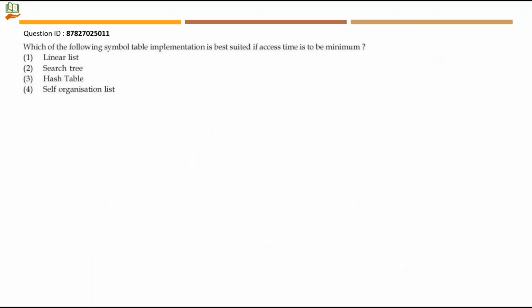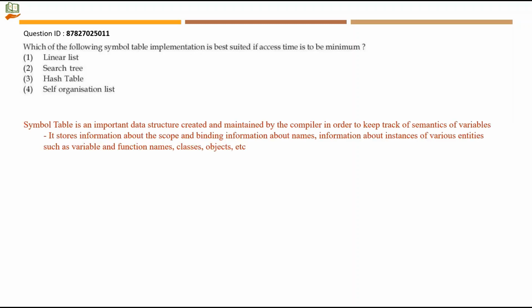Next question. Which of the following symbol table implementations is best suited if access time is to be minimum? So what is a symbol table? It's an important data structure created and maintained by the compiler in order to keep track of semantics of variables. It stores information about scope and binding information about names, information about instances of various entities such as variable, function names, classes, objects, etc.